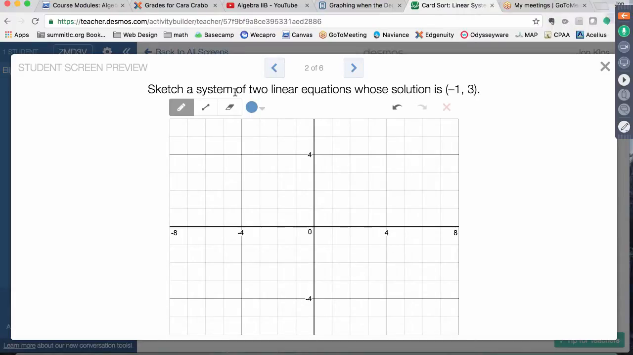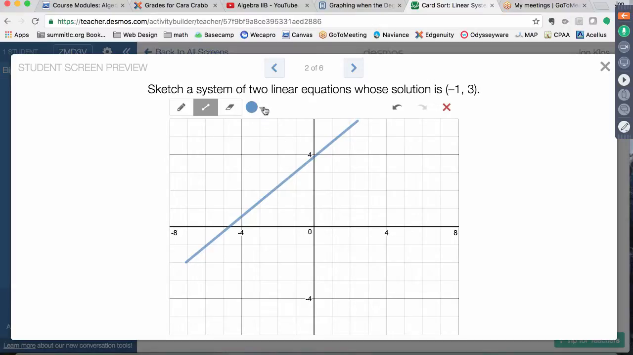Sketch a system of two linear equations whose solution is -1 and 3. So we've got a line tool, and a pencil tool. I'm going to first make a point at -1 and 3. It's -1 for the x value and 3 for the y value. So my two lines need to intersect right there. That's the solution point. So let's make a line right here.